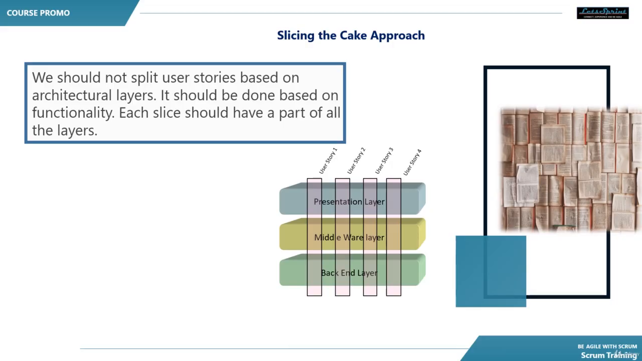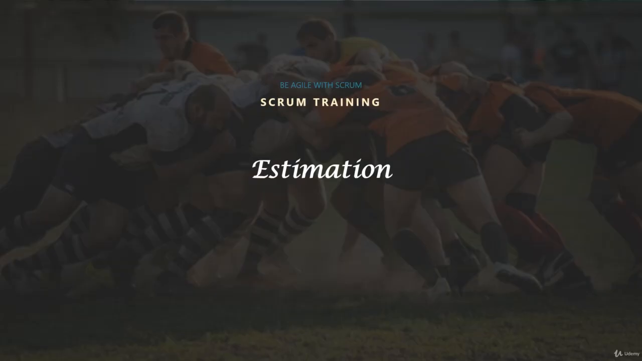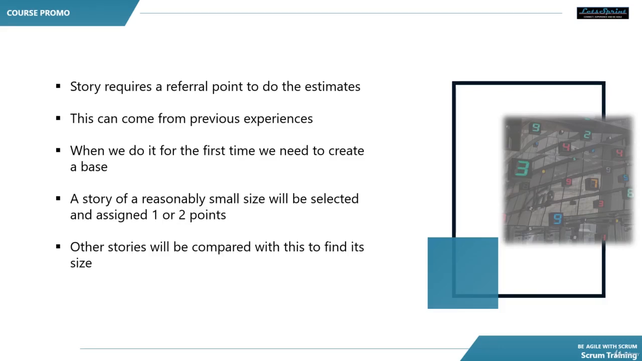We split the stories based on functionality, not based on technical layers. All stories will cover all technical layers required for their implementation. Story pointing is a relative estimation method. It requires a reference point to do the estimates.